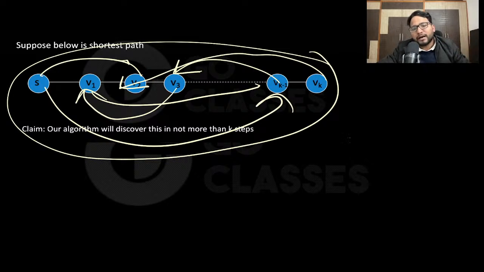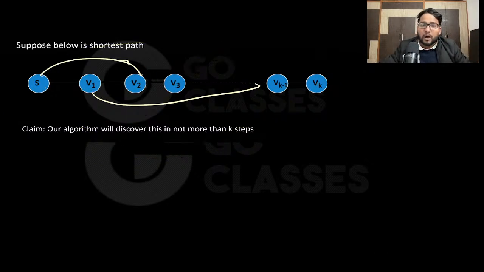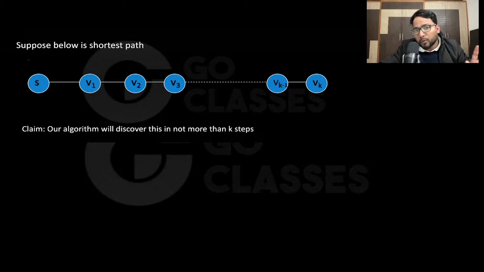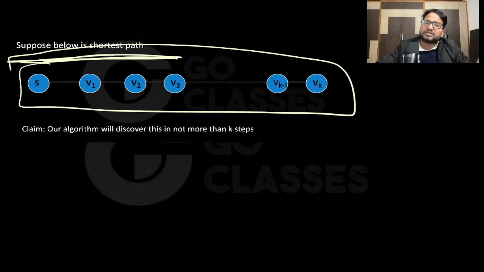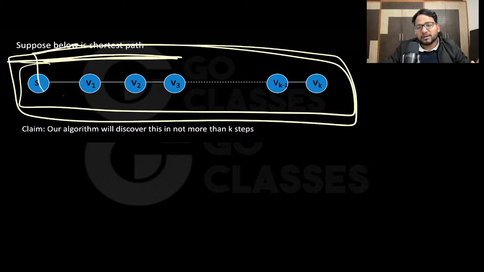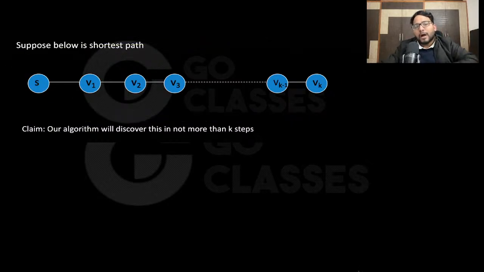What I'm drawing here currently is the shortest path. How I know it, let's not worry about it. Suppose that this is the shortest path, and my claim is that my algorithm will discover this. How is it going to discover that? Let's see. I'm going to run it k times. So one time I will run it, right?